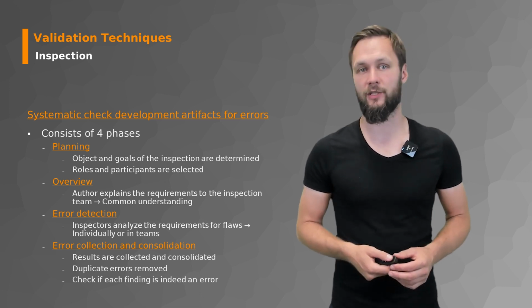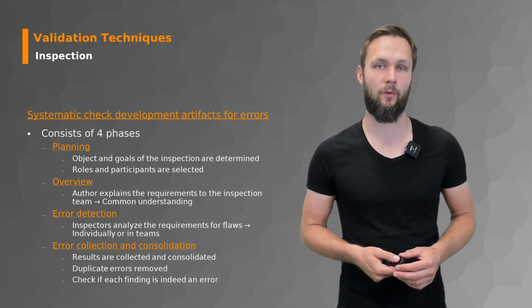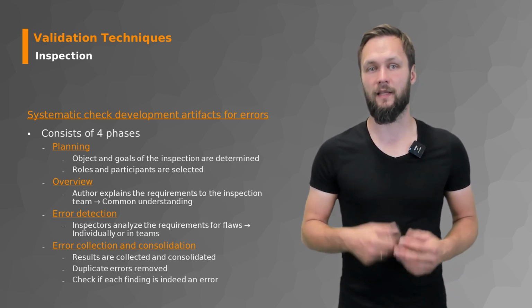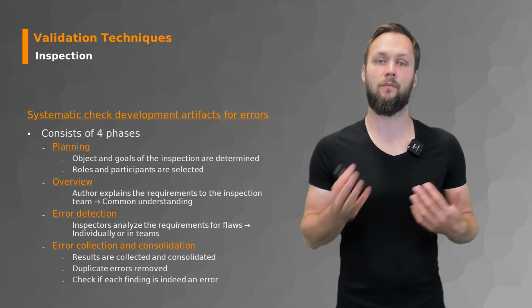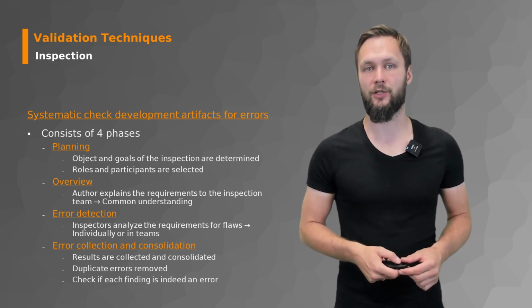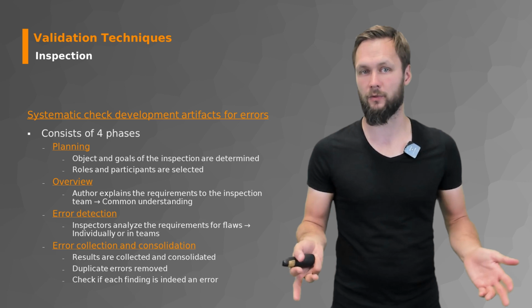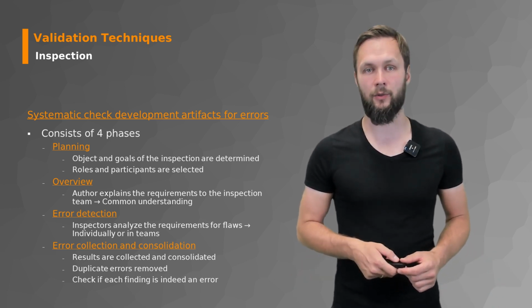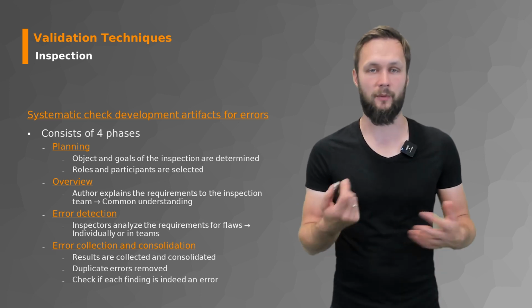Then in the error detection phase, the inspectors analyze the requirements for flaws or inconsistencies or defects. They can do this either individually or in teams. And then finally, in the 4th phase, the error collection and consolidation phase, the results are collected and consolidated. Duplicate errors are removed because that could easily happen. And you check if each finding is indeed an error or something else, or maybe just a misunderstanding.